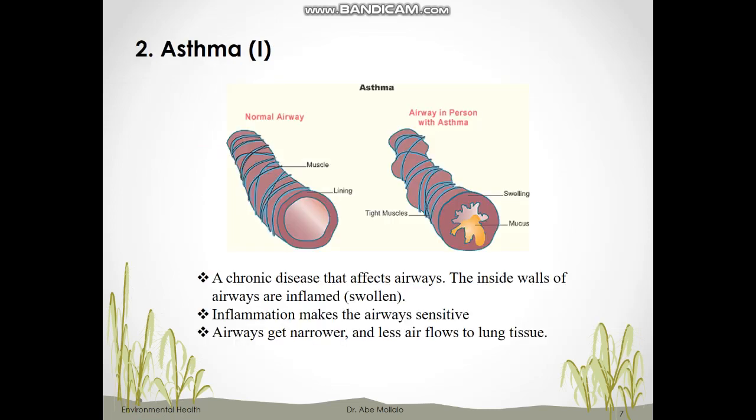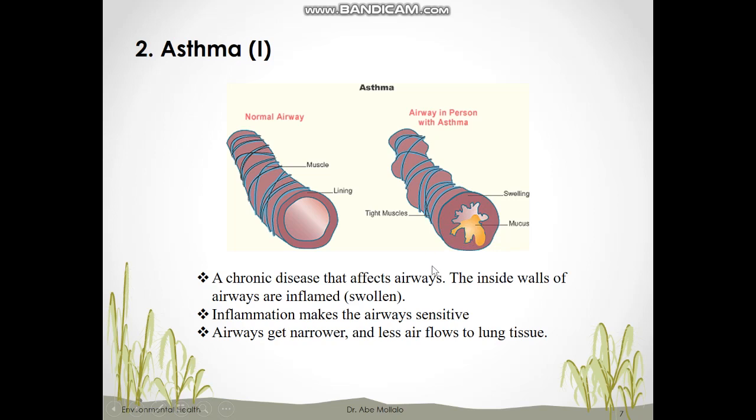The next respiratory disease is asthma. Asthma is a chronic disease, which means that it persists for a long term. The picture on the left shows the normal airway, and this one is for a patient who has asthma. You can see that the inside walls of the airways of the patient with asthma are inflamed, and this inflammation makes the airways sensitive to things that are allergic or that cause irritation. So you can see airways get narrower and less air can go inside the lungs of the patient.